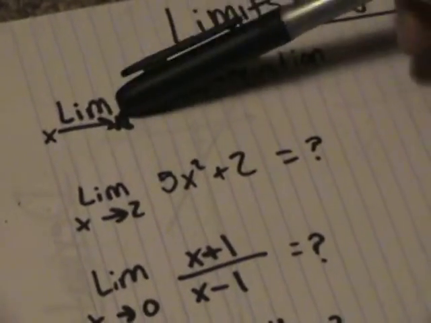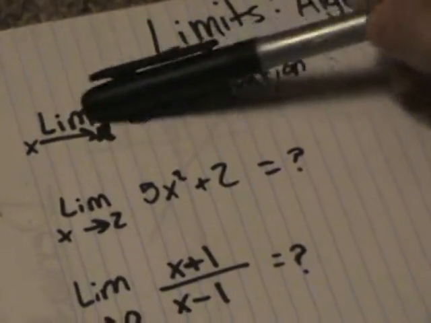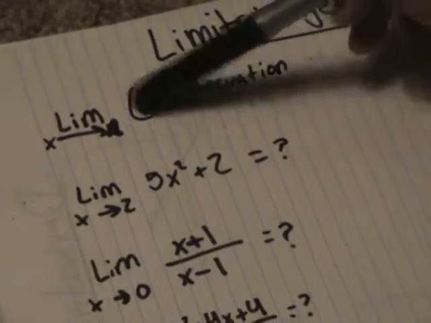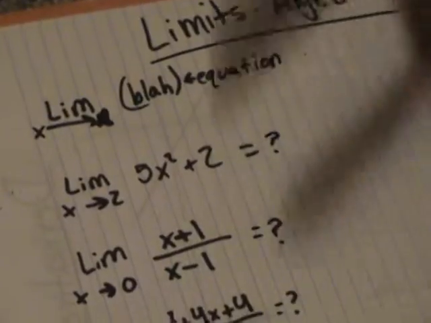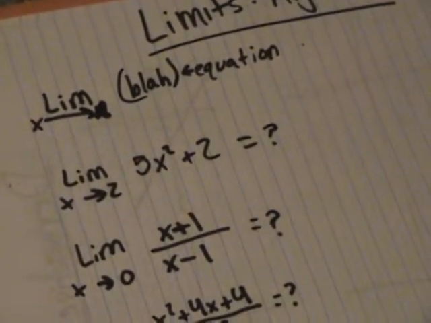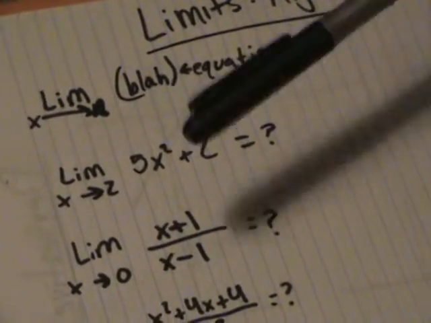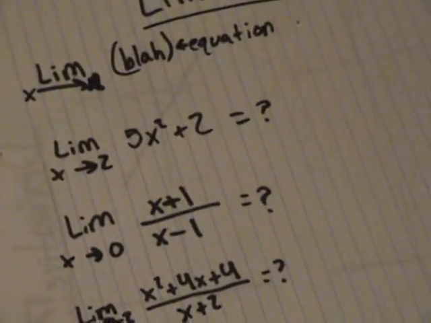Limit as x approaches some number. It can be any number in the world, it's gotta be some number, of this equation. I put blah there, but this is the equation. So as you can see, there's multiple equations right here. It can be anything in the world, and you're probably gonna need a multitude of them. But let's look at a simple one. How do you solve them algebraically?